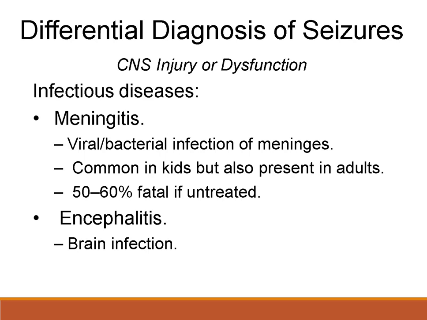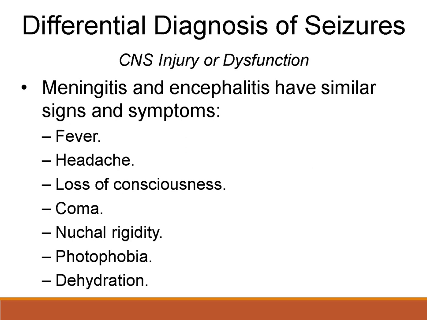General treatment for a patient with suspected infectious etiology of seizure would be as follows. Always consider body substance isolation, administer high flow oxygen based on local protocol, and initiate appropriate monitoring like pulse oximetry and cardiac monitoring. Of course, IV medications are not likely, but an IV would be wise to have. They have similar symptoms: the fever, headache, loss of consciousness, coma, nuchal rigidity, photophobia, and dehydration. They both share those.